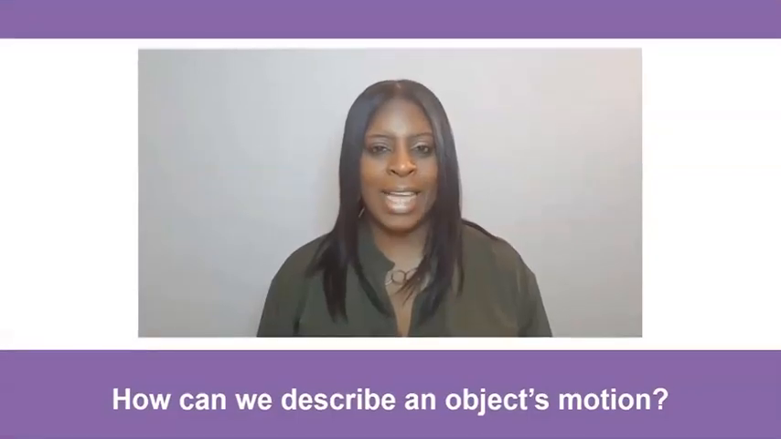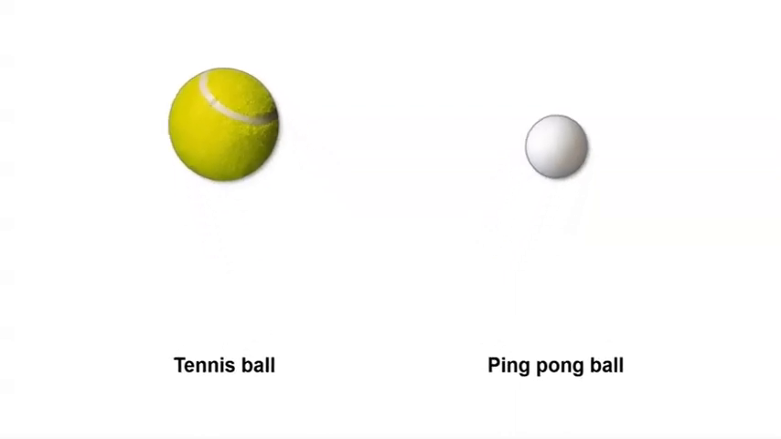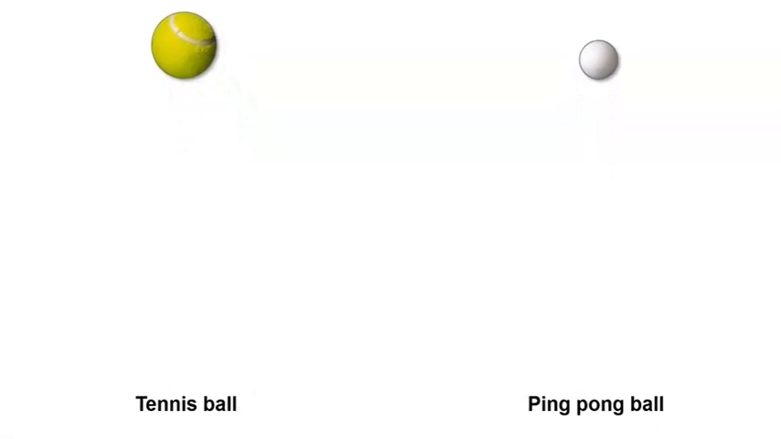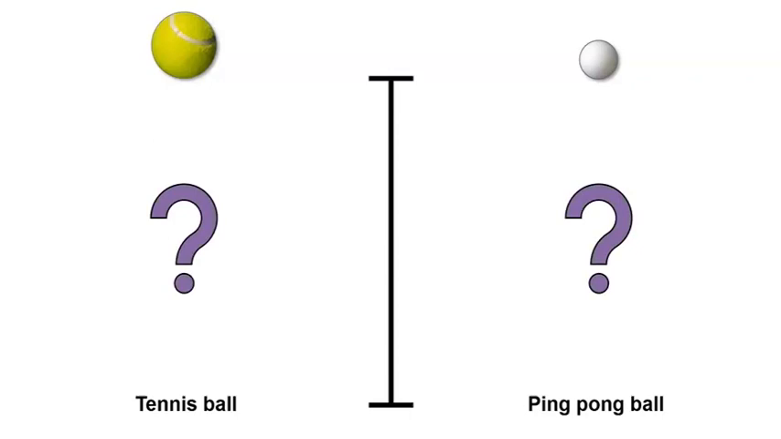I'm Miss Lee. Today, we will continue to investigate the question, how can we describe an object's motion? Are you ready? Grab your pencil and your science journal, and let's get started. I have two different balls, a tennis ball and a ping pong ball. If I release both balls at the same time and from the same height, what do you think will happen?